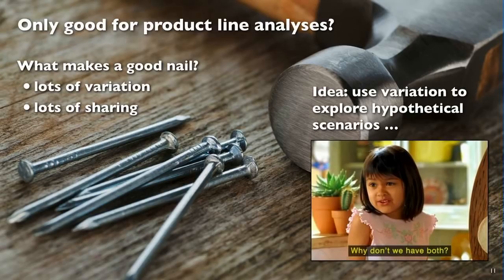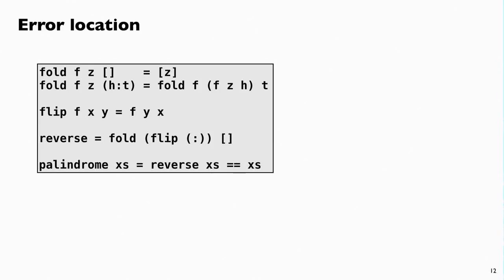OK, so the key insight was that the original program that we're working with doesn't necessarily need to have the variation. Instead, we can use the idea of variation to explore hypothetical situations. At points where, in a traditional program analysis, we have to make a decision to commit to one path or the other, we can instead just introduce a choice and explore both paths. OK, so let's look at an example of that.